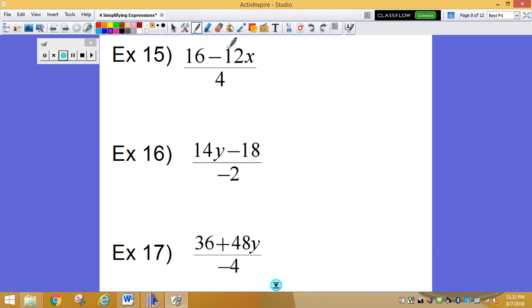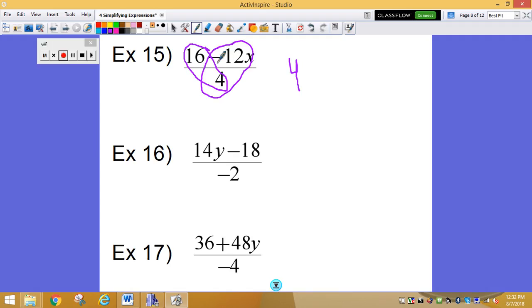All right, last set. I think this is, yes, last 3. When you have division and there's more than one thing on top, it's really easy. We're going to just divide. We're going to divide both of them. So I'm going to start right here. 16 divided by 4 is 4. And now I'm going to divide here.